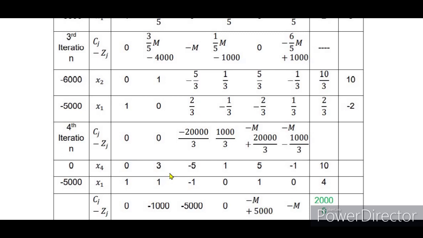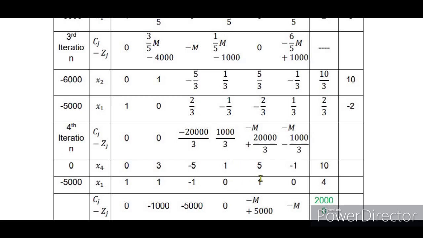Next, 3 times negative 1/3 is equal to negative 1. So 0 minus negative 1 is equal to 1. Next, negative 5/3 times negative 1/3 is equal to positive 5/3. So 2/3 minus 5/3 is equal to negative 1. Then we have solved the x sub 4 column.